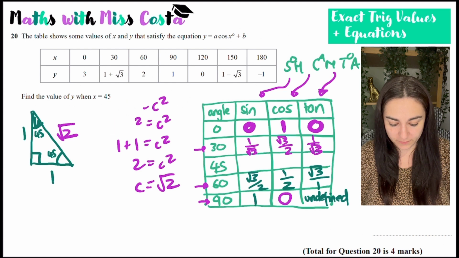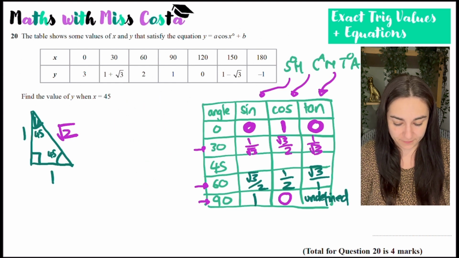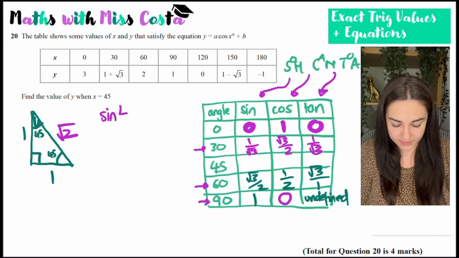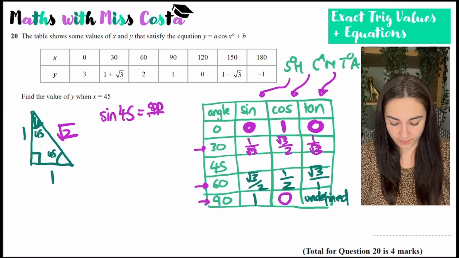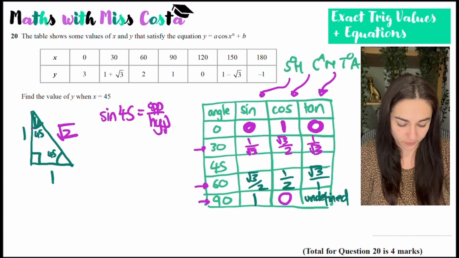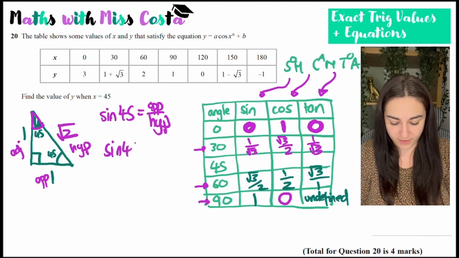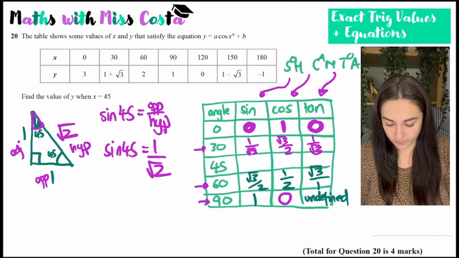So we do all of our things once again. If I were to work out sine 45, I would have to do the opposite over the hypotenuse. So let's quickly label our triangle. Let's use this angle here. The opposite would be over here, the adjacent over here, and the hypotenuse over here. So sine 45 would be 1 over root 2.